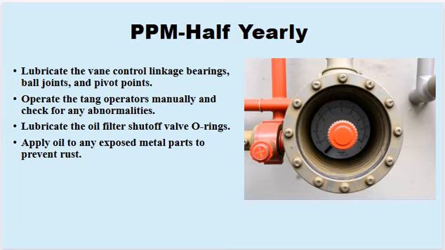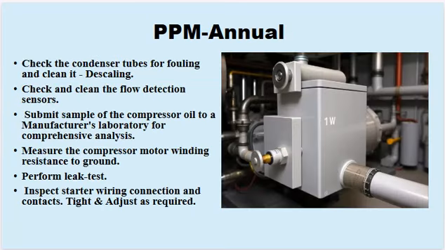These preventive measures help maintain the mechanical integrity of the system and prevent unexpected failures. The annual maintenance schedule represents the most comprehensive level of preventive maintenance for the chiller system. This includes a thorough inspection and cleaning of the condenser tubes to remove any fouling through descaling, which is crucial for maintaining heat transfer efficiency.